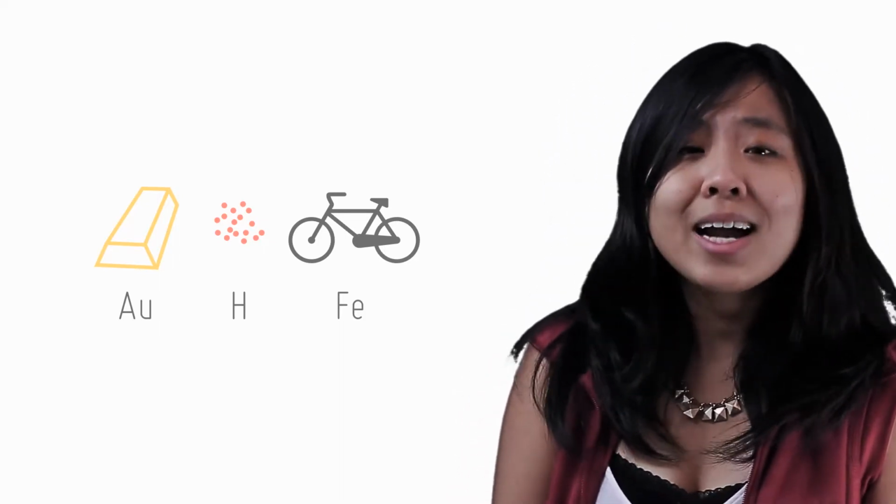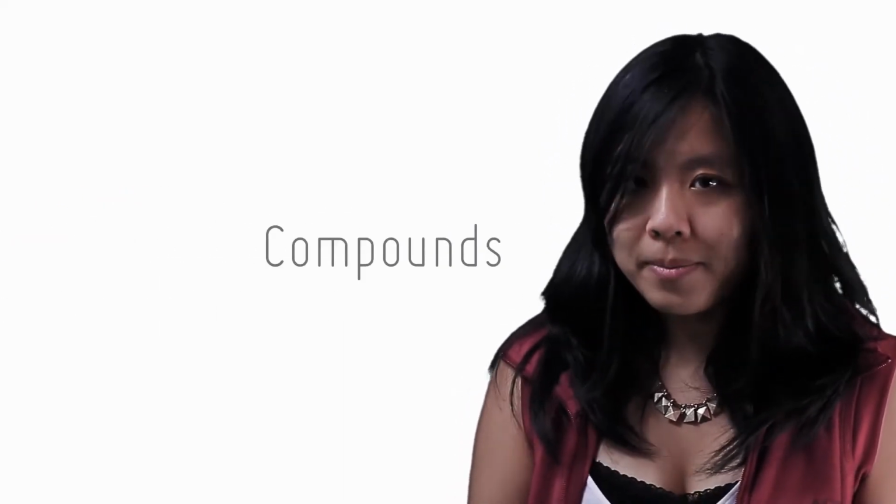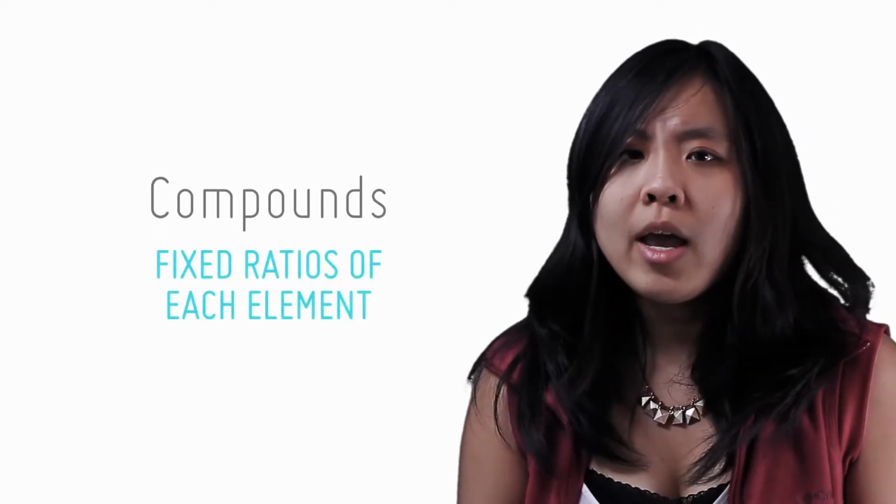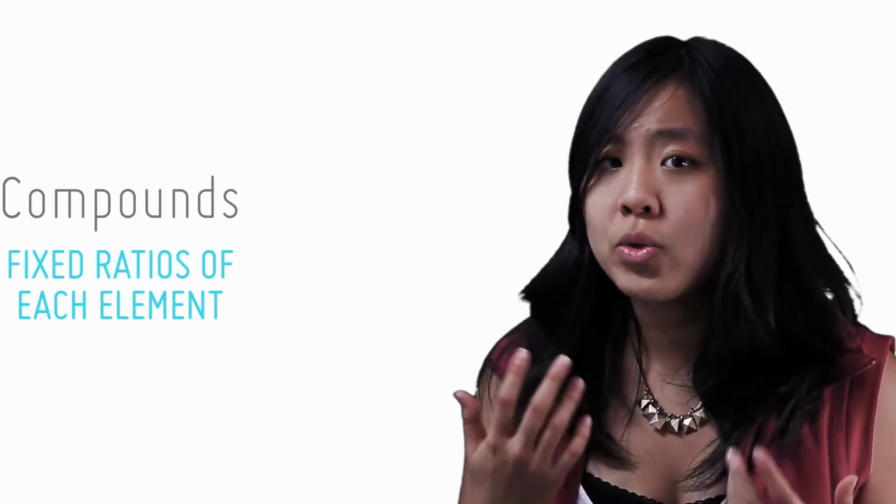Dalton also said that atoms could combine to form compounds known as molecules with fixed ratios of each element. If we look at water, which you know as H2O, we see that there are 2 atoms of hydrogen for every 1 atom of oxygen. The ratio of elements, hydrogen to oxygen, is 2 to 1. Dalton stated that water, no matter if it's just a single molecule of H2O or all the water in the Atlantic Ocean, will have a fixed 2 to 1 ratio of hydrogen to oxygen.